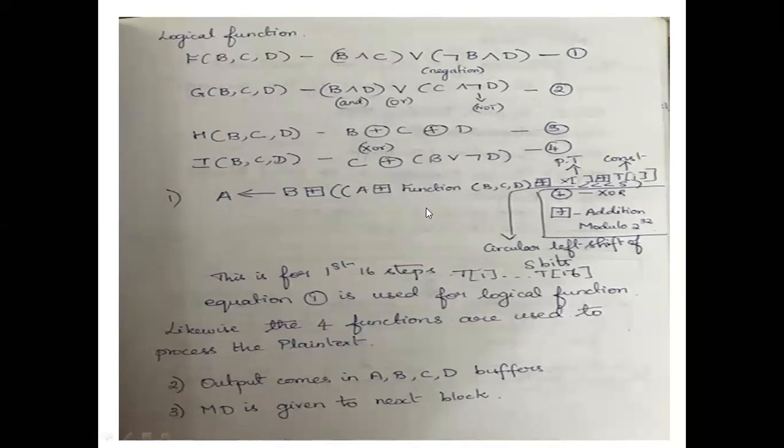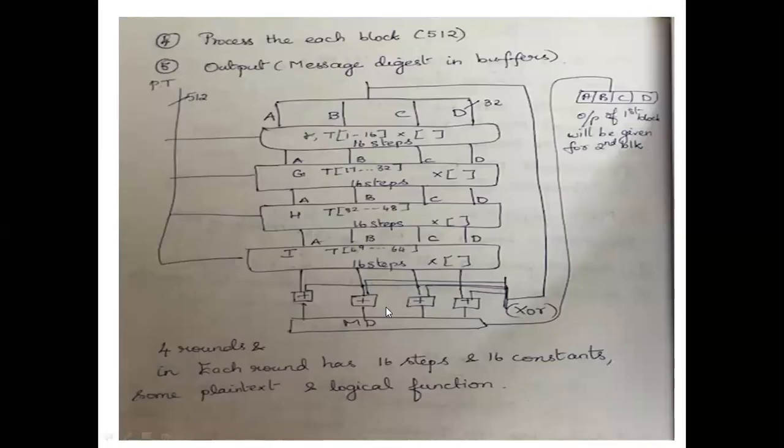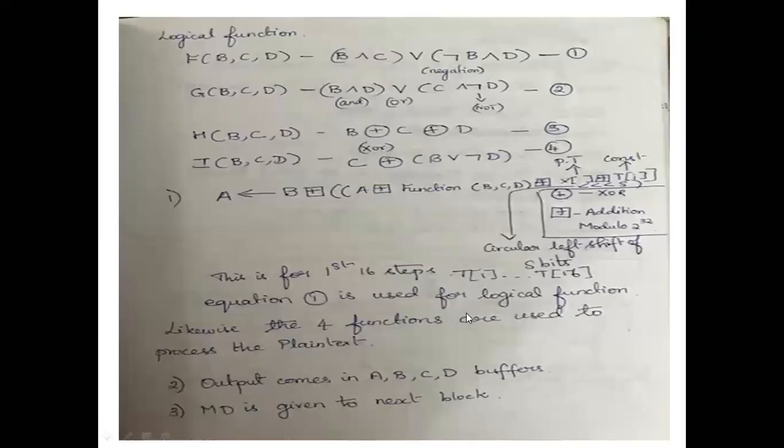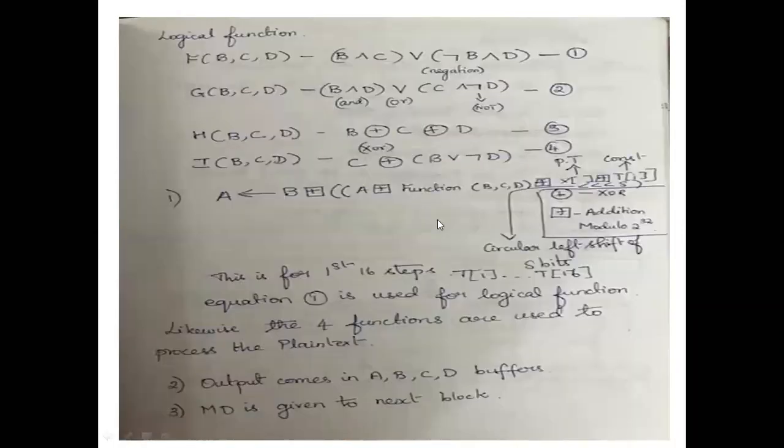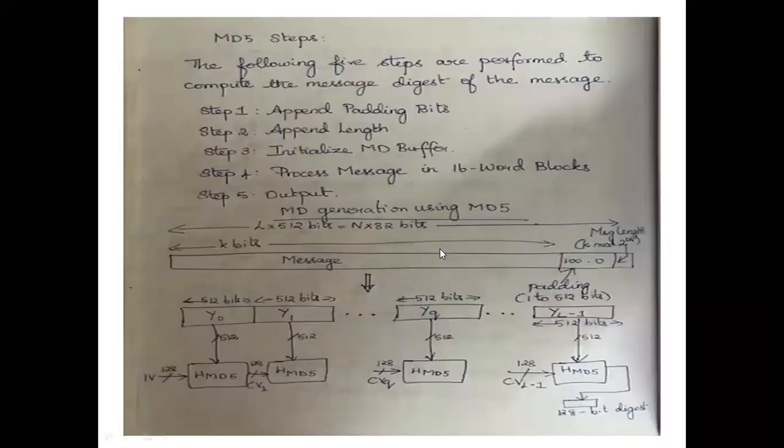For the second 16 steps, the logical function will change. The next part of the plain text will be taken, and the other part of constants will be taken. So likewise, it will be done for every step. Then your output is going to come in A, B, C, D buffers. And the third step is MD is given to the next block. So you get this MD. This MD is going to be given to the next block. Okay. This is the explanation of the logical function and the step equation in detail.